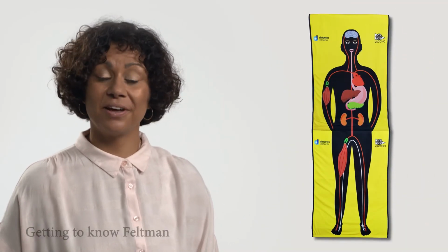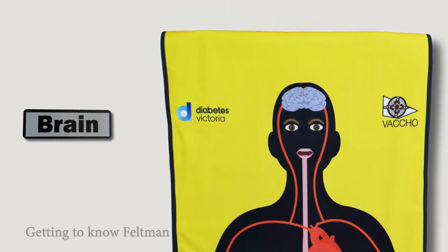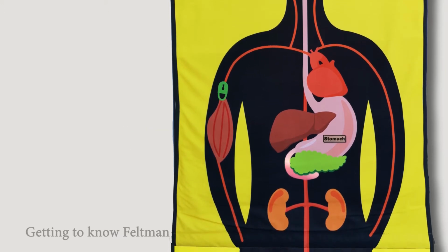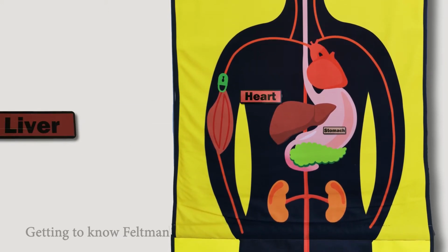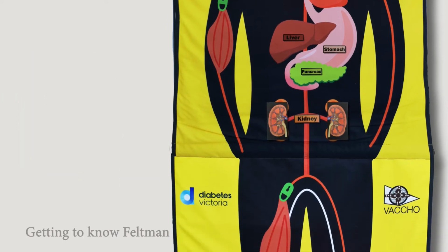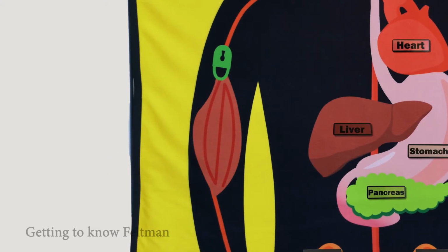First, let's use Feltman to identify the organs of the body: the brain, the esophagus or food tube going down into the stomach, the intestines, the heart, the liver, the pancreas, and the 2 kidneys. The red lines represent blood vessels and the white lines represent nerves. We're showing a muscle here as an example of what happens with muscles throughout the body.